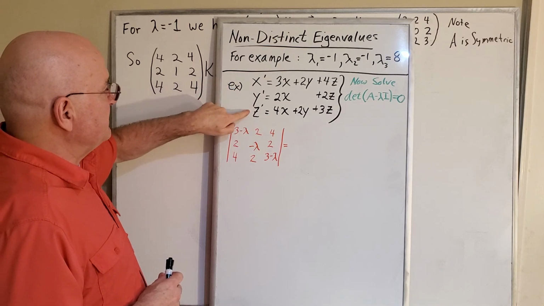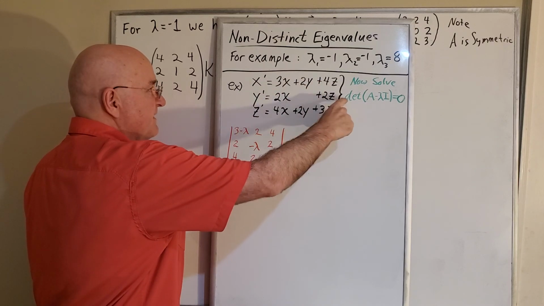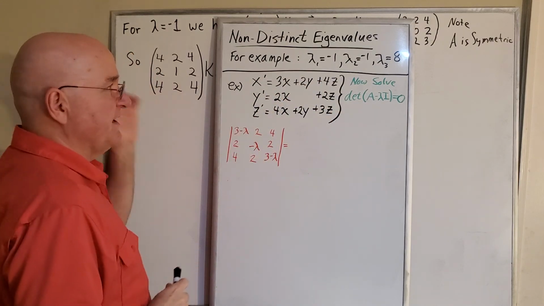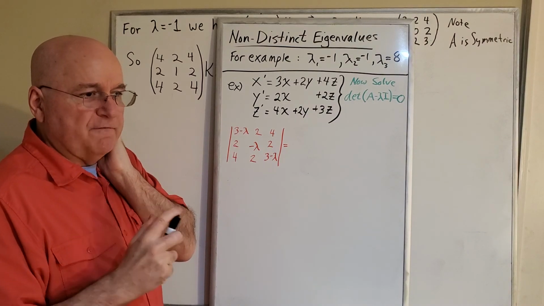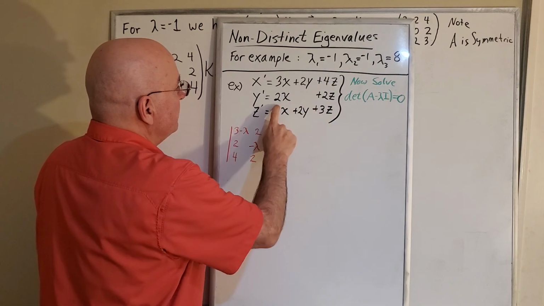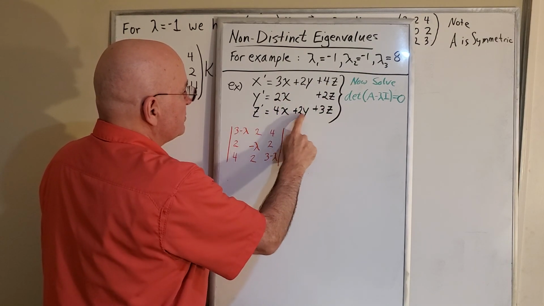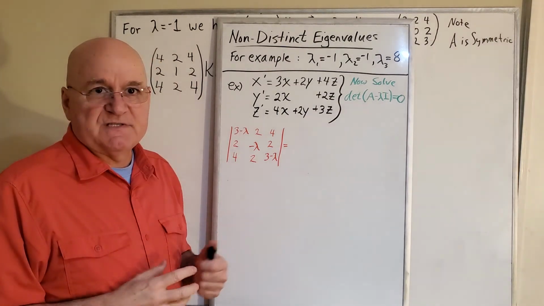X prime, y prime, and z prime are equal to a function of x, y, and z, and a different function of x, y, and z. And the first thing we want to do is locate the coefficient matrix, which would be 3, 2, 4, 2, 0, 2, 4, 2, 3, and find the eigenvalues associated with that.